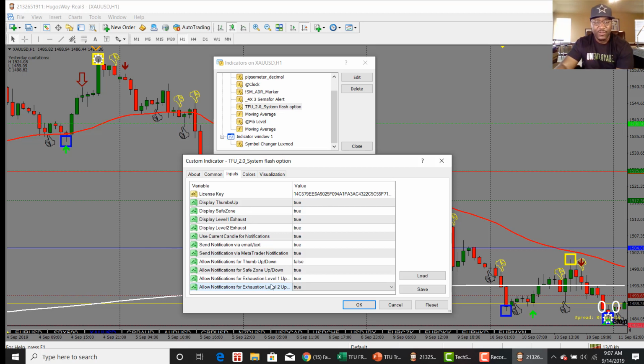You will get these level ones and twos first, then you will get your safe zone last. I mean, not your thumbs, you get your safe zone last. That lets you know it's ready to go. You take the trade, set your 50 pips, set your stop loss, go on about your business.